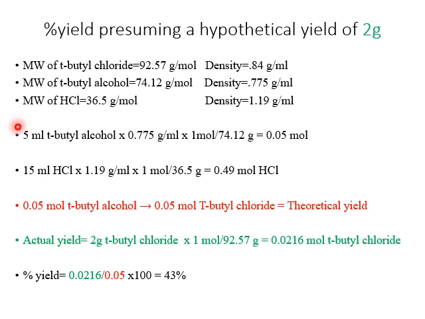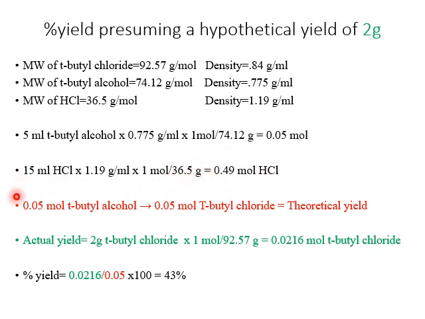And what you always want to do is calculate moles. So you have the volume, and then you multiply it times the density, and then you divide by the molecular weight, and you get your number of moles. You have the volume of HCl, multiply times the density to get the mass, right? And then you divide by the molecular weight to get your number of moles. This is basic general chem stuff.